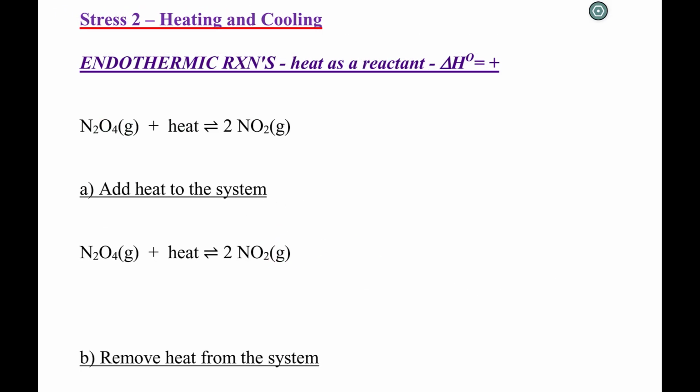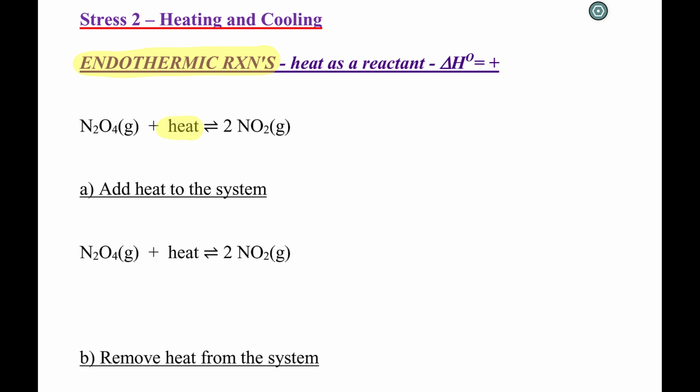So for our next stress, we're going to look at heating and cooling. And this should go a little bit faster now that we have the basic idea of what Le Chatelier's principle is. So the first thing we're going to look at is an endothermic reaction. We're going to look at heating it and cooling it. And we're going to look at exothermic reactions, heating and cooling it. So essentially 4 scenarios.